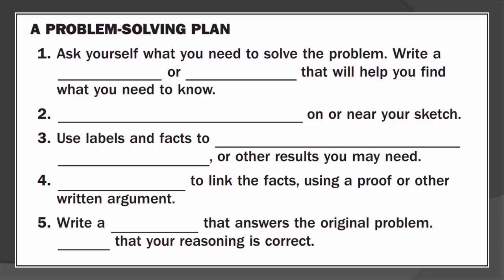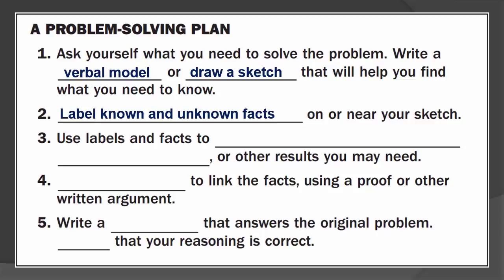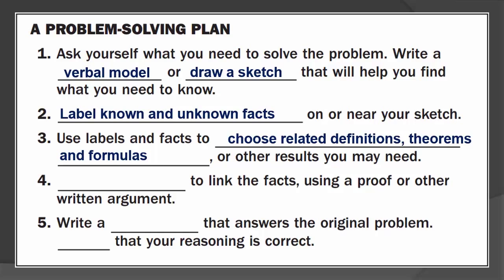The first thing you need to do is ask yourself what you need to solve the problem. Then write a verbal model or draw a sketch that will help you find what you need to know. Label known and unknown facts on or near your sketch. Use labels and facts to choose related definitions, theorems, and formulas or other results you need. Reason logically to link the facts using a proof or other written argument. Write a conclusion that answers the original problem. Check that your reasoning is correct.